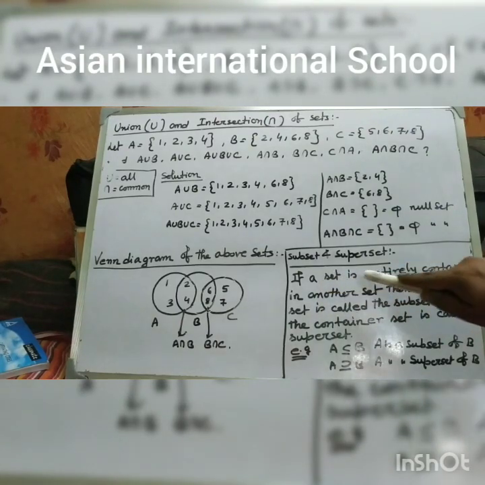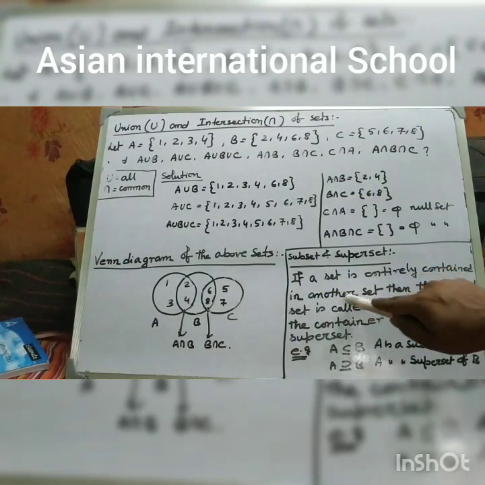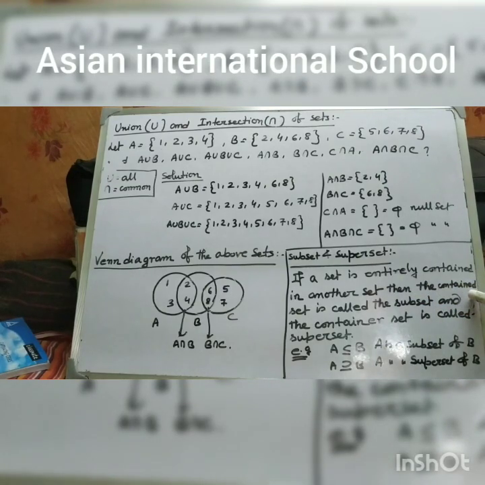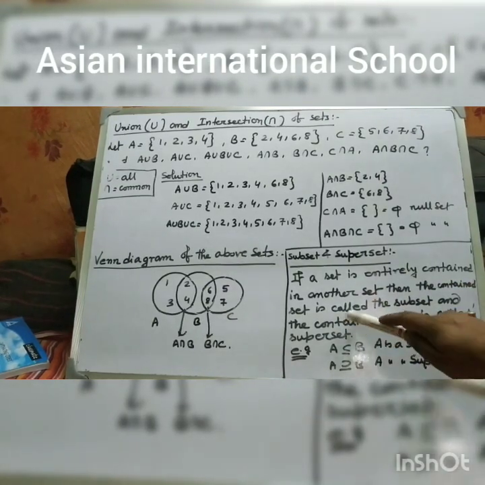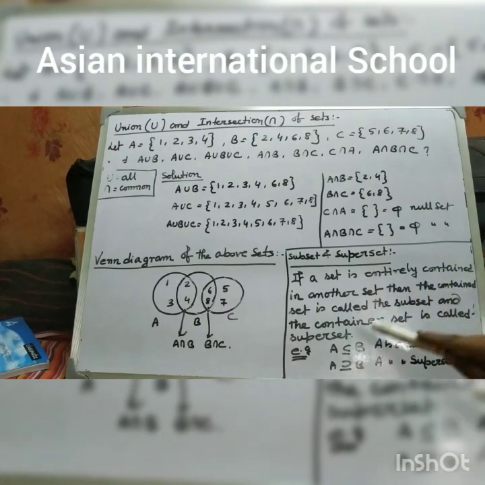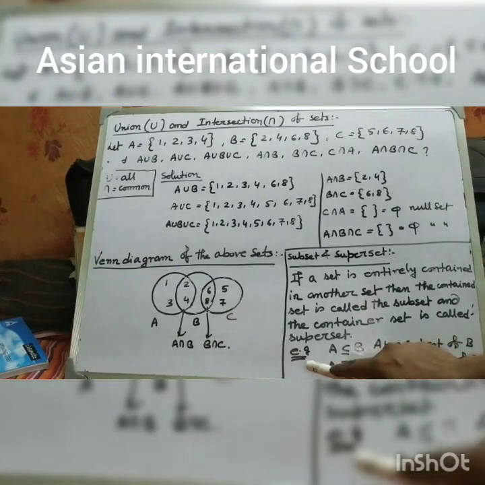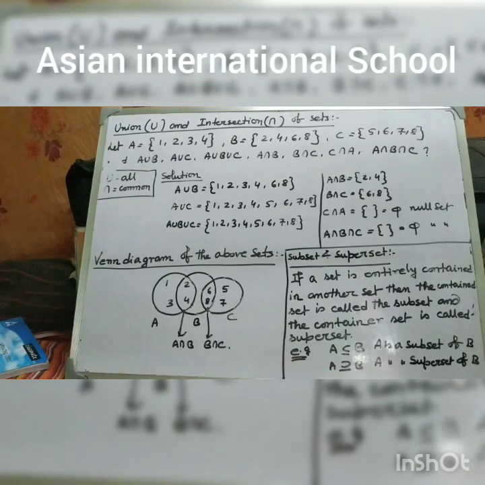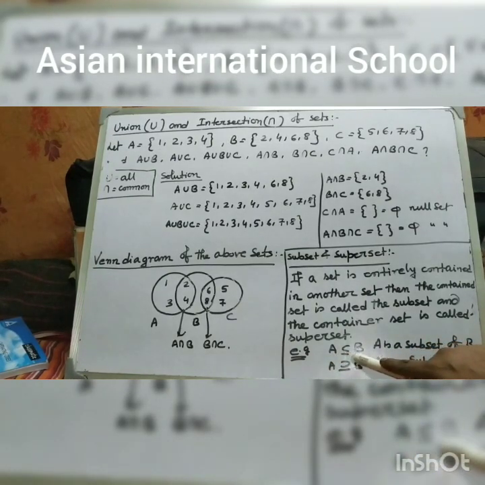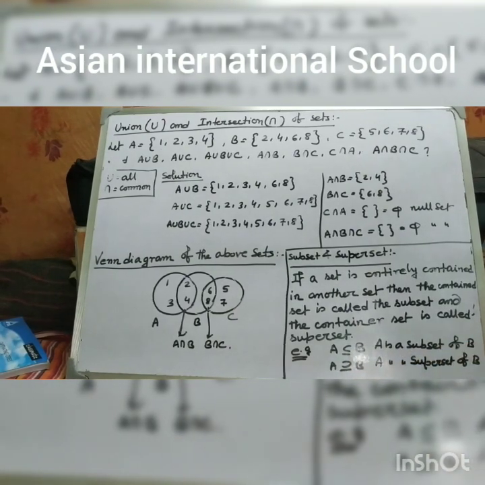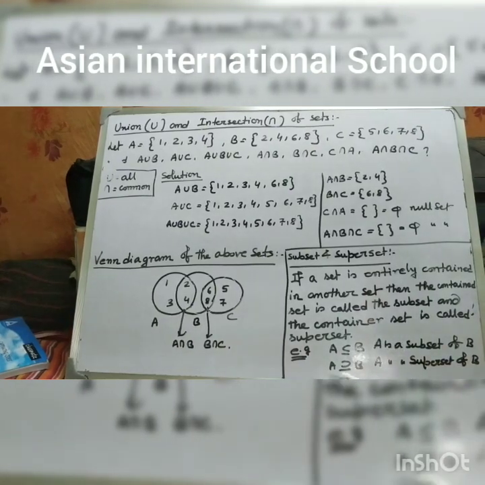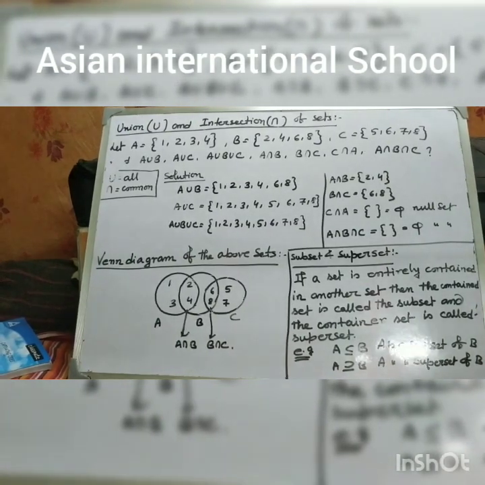If a set is entirely contained in another set, then the content set, mind it, content set, is called the subset and the container set is called the superset. For example, this is the notation of subset and superset. If it is given A, this is the symbol of subset, the subset of B. That means A is a subset of B. That is the notation. And if you write A, this is the symbol of superset, of B, that means A is a superset of B.